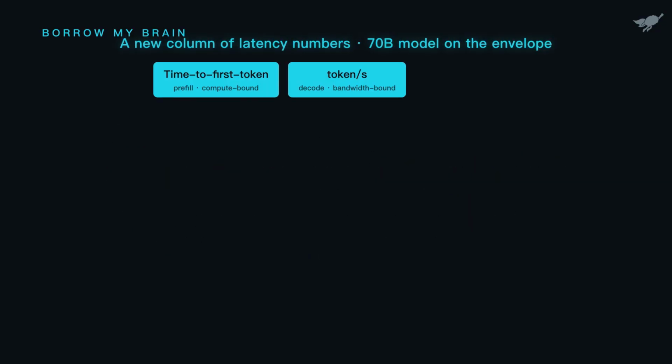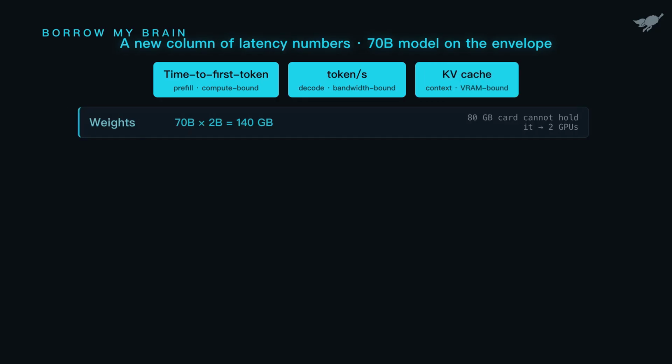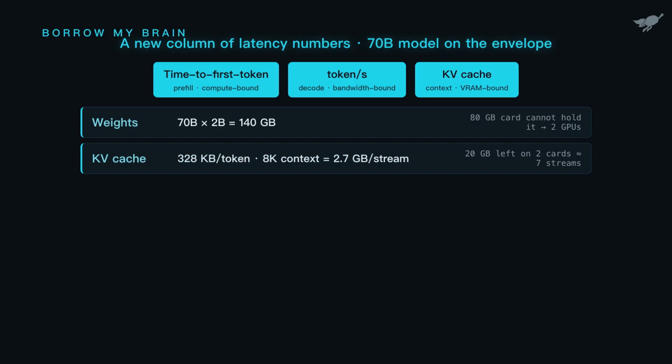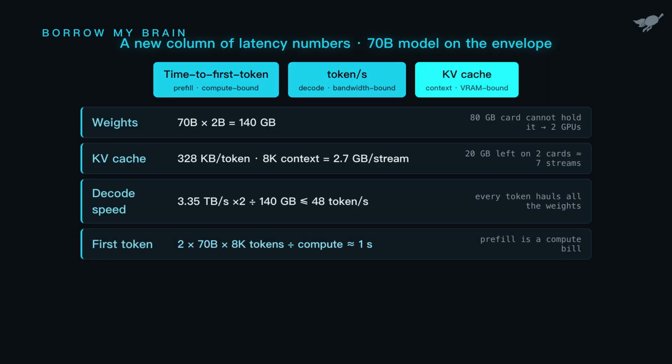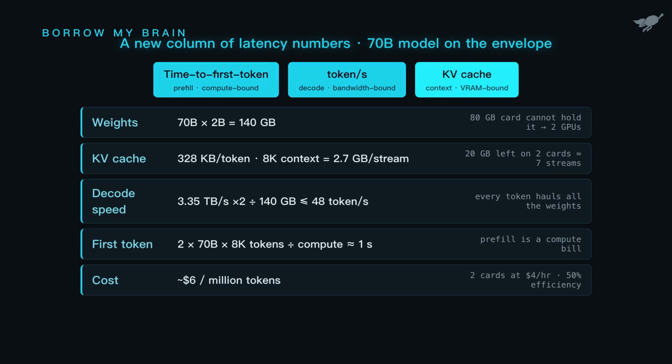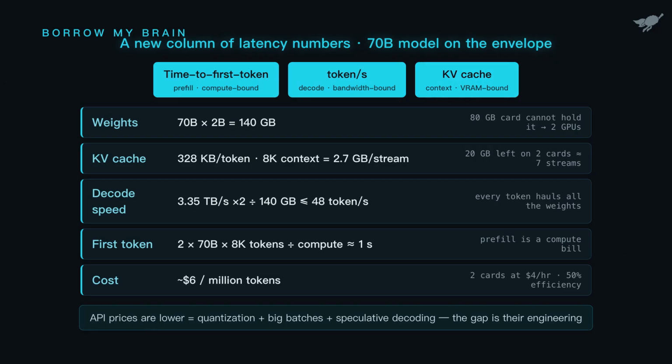The new column first. When you call a large language model today, what is the latency you feel actually made of? Number 1, time to first token. The model has to chew through your whole prompt before it spits out the first word. That one is compute bound. Number 2, generation speed. How many tokens per second? That one is bandwidth bound. Number 3, the KV cache. The GPU memory the model needs to remember your context. That one is capacity bound. 3 new latency numbers, exactly the same animal as the table we just walked through.